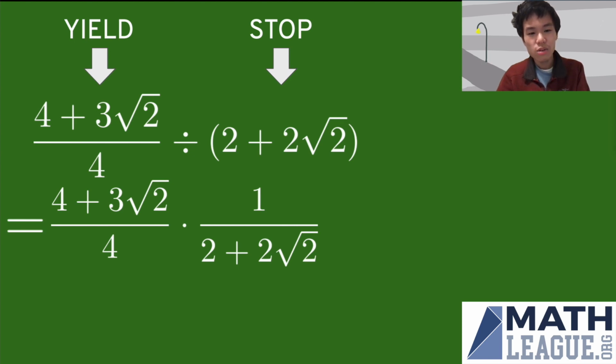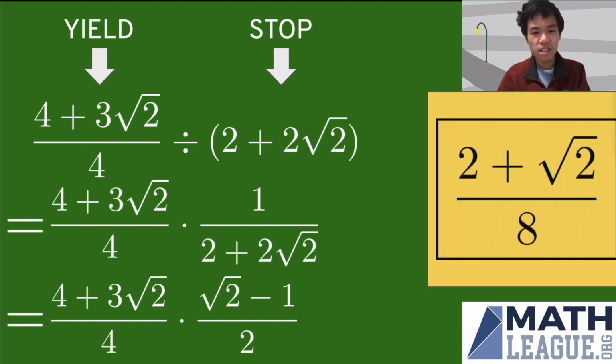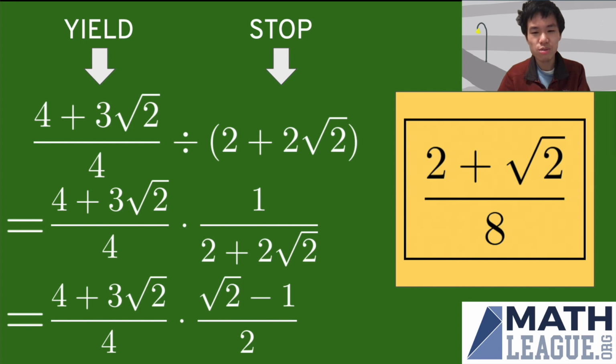Oh wait, we can rationalize it by multiplying the numerator and the denominator by 2 minus root 2 over 2 minus root 2, which is basically the same thing as multiplying 4 plus 3 root 2 over 4 times root 2 minus 1 over 2. And once you expand that out with some more FOIL, you'll end up getting 2 plus root 2 over 8 as your final answer.